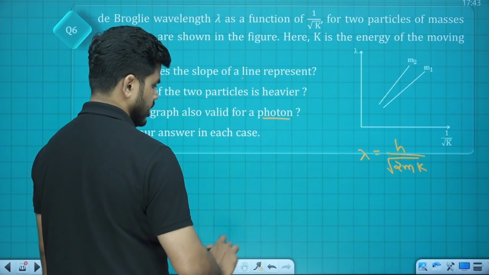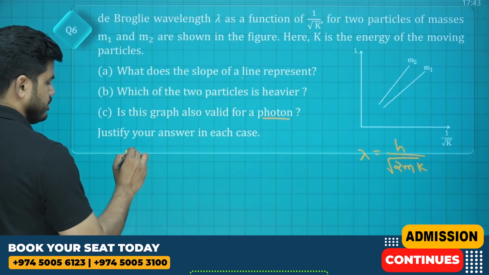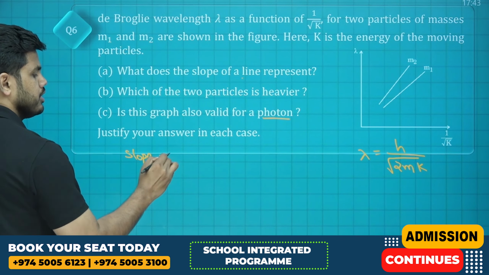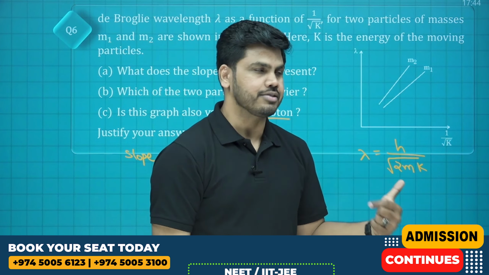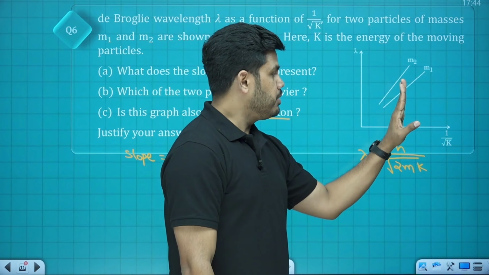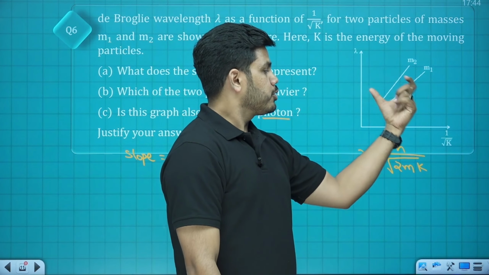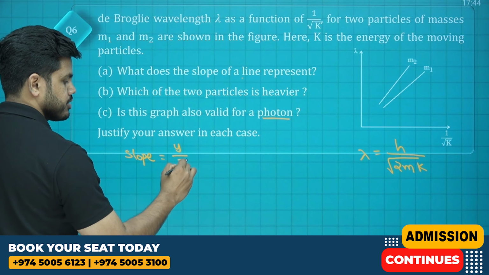What will be the slope? How will you find out the slope of the graph? We know the slope of any given graph, we just explained in the previous question. It can be either y2 minus y1 by x2 minus x1, change in y by change in x, rise by run, or it could be tan theta. Here the angle is not given, so I am going for y-axis by x-axis, y by x.